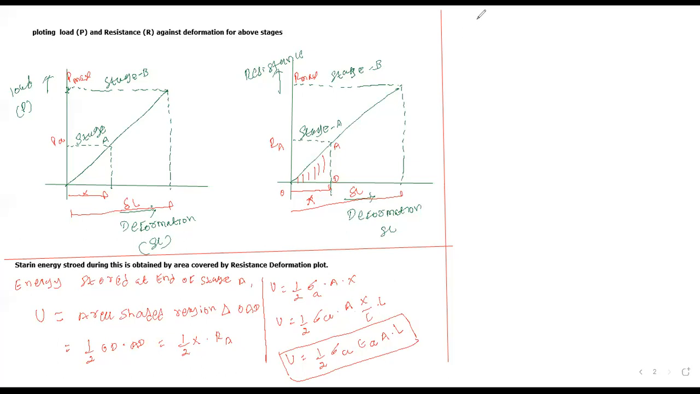In general, strain energy U is nothing but 1 by 2 multiplied by stress, multiplied by strain, multiplied by area. Now A into L, that is volume, yes or no? A into L is nothing but volume, volume of member.